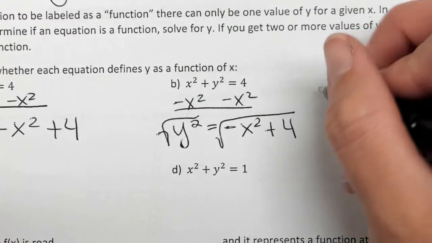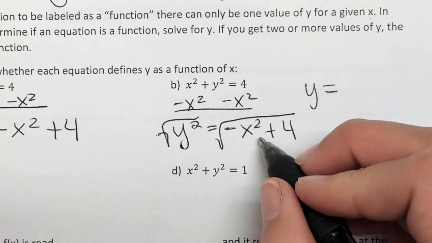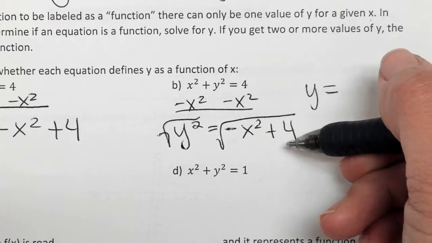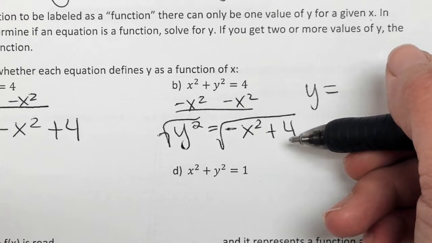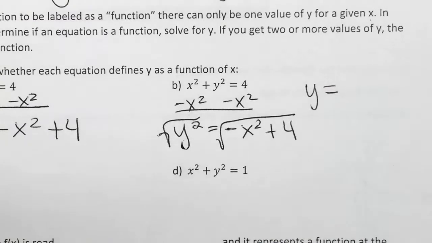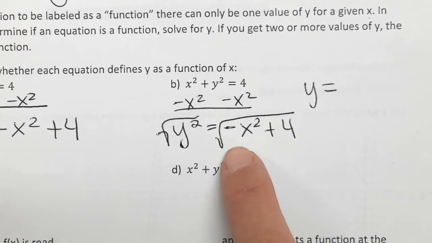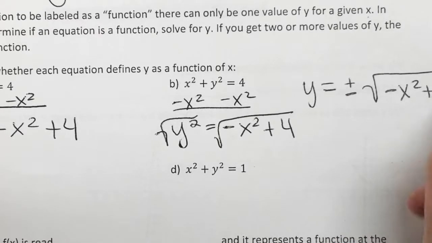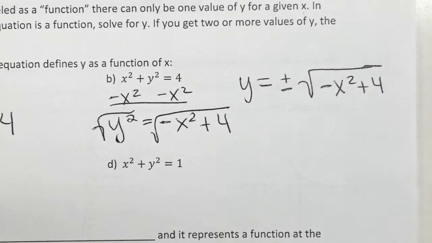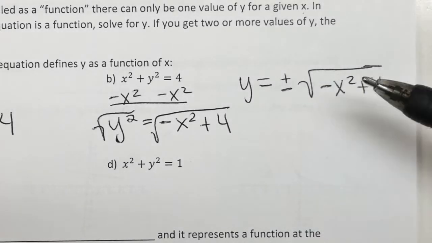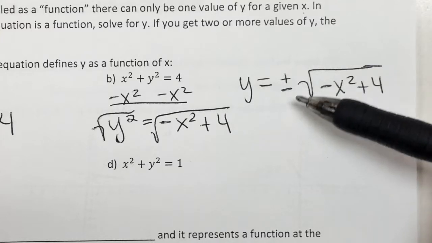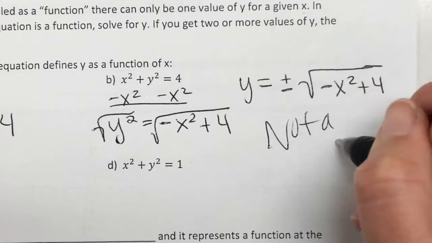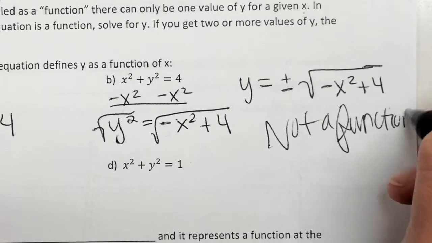So on this side, I'll get y, correct? On this side, I can't really take the square root of anything in here. Could I take the square root of 4? Yep. Good. These are one term, so I can't take it. But I can write plus or minus on the outside, right? Correct. If you get two answers for y, and this is two answers because it's a plus and a minus, then it's not a function. So if you get a plus or minus for y, it's not a function.